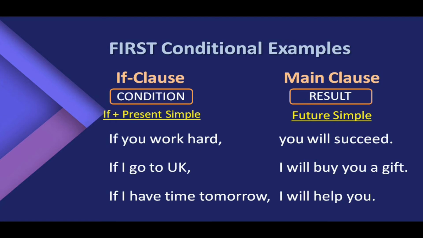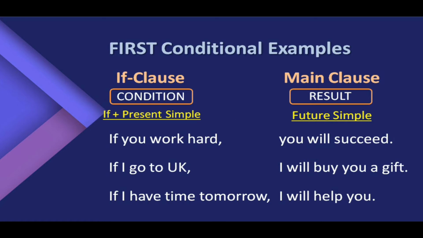We have certain examples. Number one, if you work hard, you will succeed. In this sentence we have two parts. The first part is called the conditional part. It is called the if clause. And the second part of the sentence is called the when clause. We can say this is called the result clause. The condition is that if you work hard, and the result is that you will succeed. If you work hard, you will succeed.